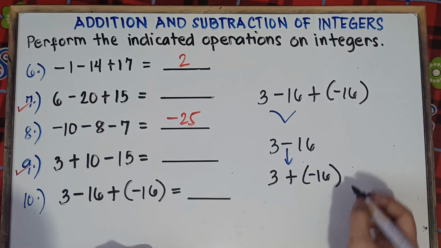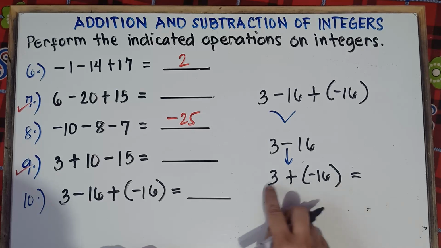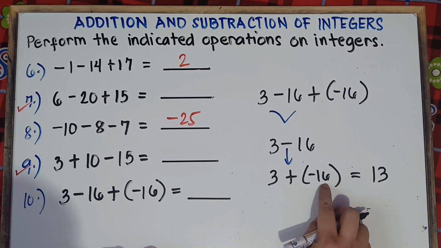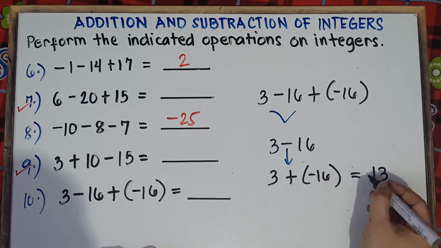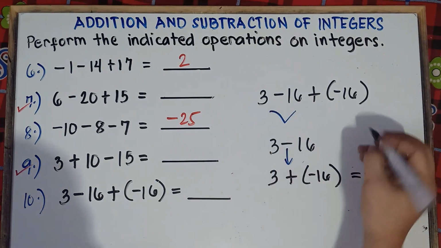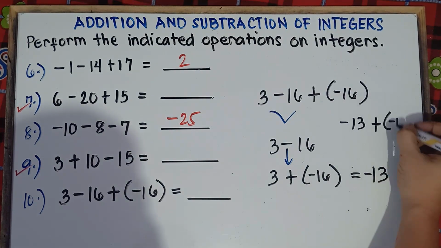Alright, and proceed to the rules in addition. If they don't have the same sign, we have positive 3, negative 16. Subtract 16 minus 3, that's 13. And then copy the sign of the larger number. 16 is greater than 3, so we copy its sign. So this is negative 13. So 3 minus 16, the answer is negative 13, plus negative 16.